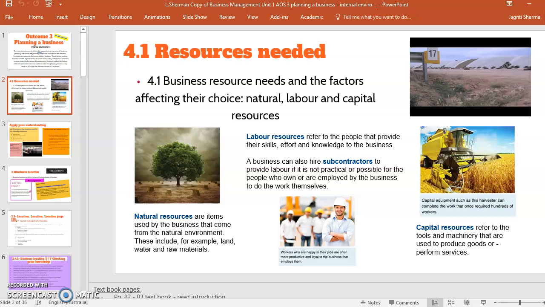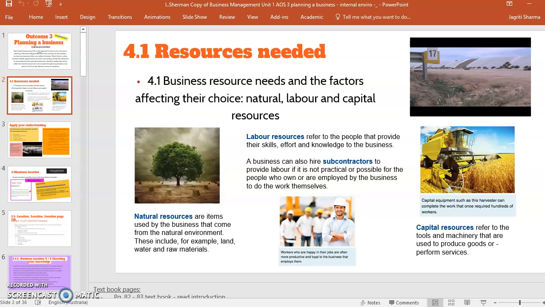Now again, labor resource is a human resource. If you make any decision in terms of your business, that is going to have an effect on the lives of the people working for that business. So employees are going to be affected by what you plan.